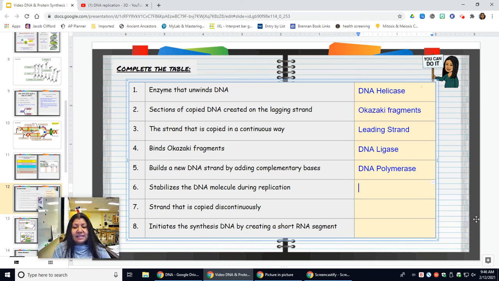Stabilize DNA molecule during replication. That one, I'm going to say that's my replication fork. Oops, not form, fork. Just because when it's unwound, it's going to be stabilized. The strand that is copied discontinuously, that's my lagging strand. And initiates the synthesis of DNA by creating a short RNA segment, that's going to be my primase.